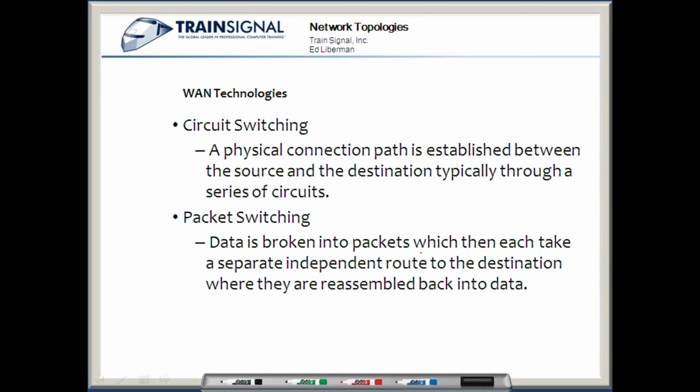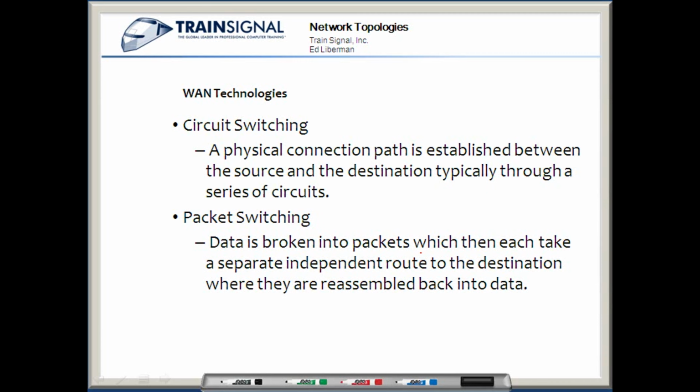So the first thing I want to tell you before we get into the specific technologies themselves is a couple of terms here. One is circuit switching. Any technology that uses circuit switching means that a physical connection path is established between the source and the destination, or we'll even just say the two locations, typically through a series of circuits, thus the name circuit switching. But in a circuit switched network, all the data is basically taking the same path. It's kind of a dedicated path that's been created.